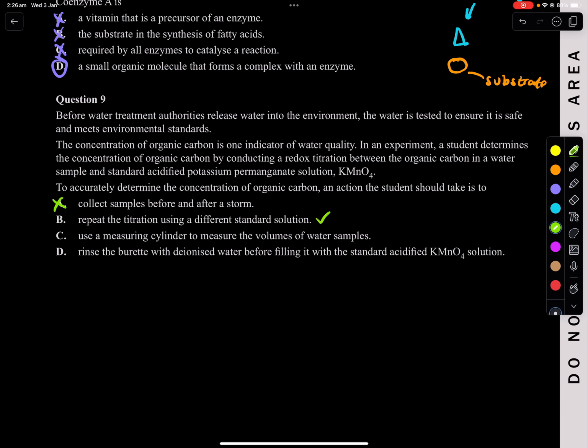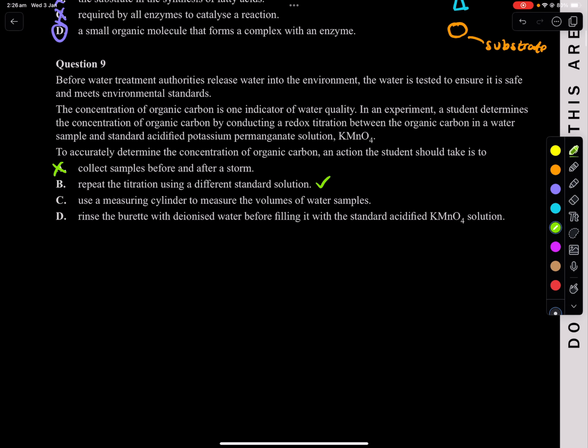Using a measuring cylinder to measure the volumes of the water sample. No. A measuring cylinder is not the best way to measure water volume. Using a pipette is the best way. It's more accurate, and we're talking about accuracy here. Using a pipette or a volumetric flask is much better than using a cylinder. So I wouldn't say that's great.